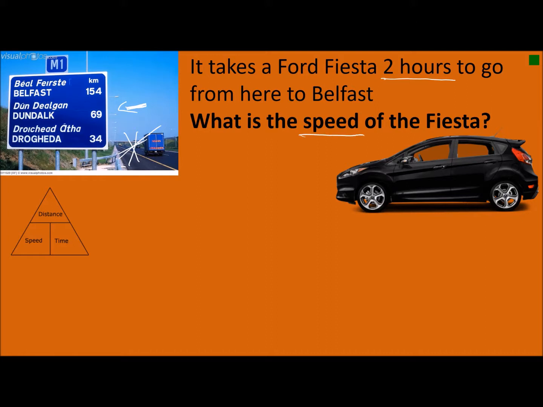So if you're looking at your speed triangle, your dad's city triangle, speed bottom left, distance, time. If we're on the same level, we're multiplying. If it's one thing above the other, we're dividing. So in this question, what is the speed? So we look at speed equal to distance divided by time.